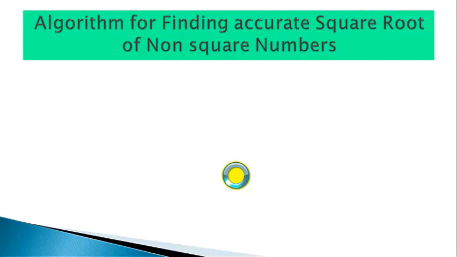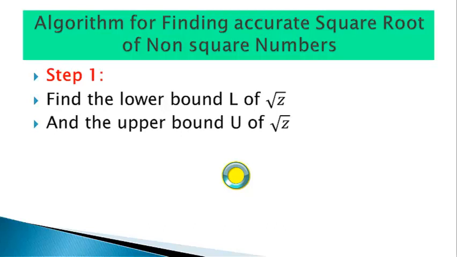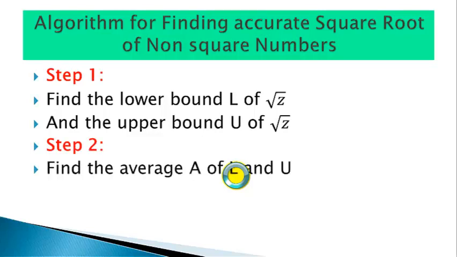Algorithm for finding accurate square root of non-square numbers. Step 1. Find the lower bound L of the square root of z and the upper bound u of the square root of z. Step 2. Find the average a of L and u obtained in step 1. That is, a is approximately equal to L plus u all over 2.